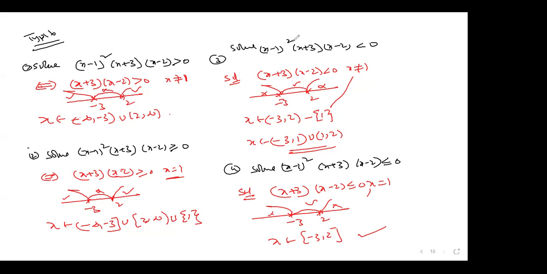See, instead of 2, if I write 2002, correct. Instead of 2000, 2006, 2024, correct. 2036, correct. Because even powers, you have to treat like this only. Clear?